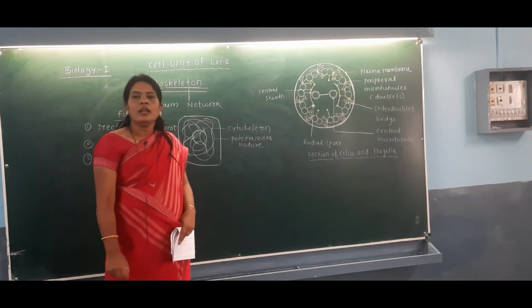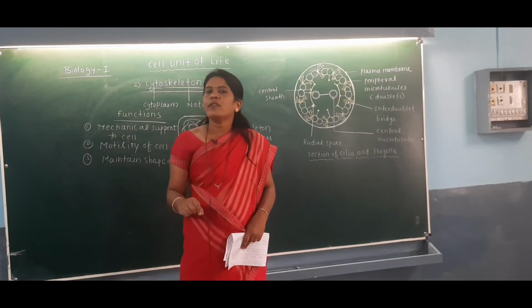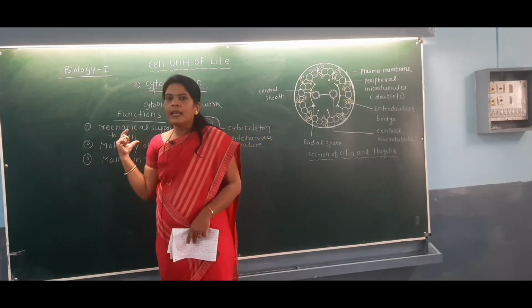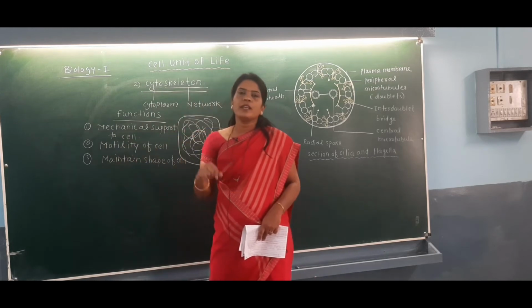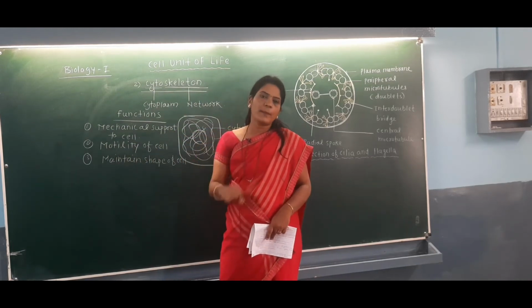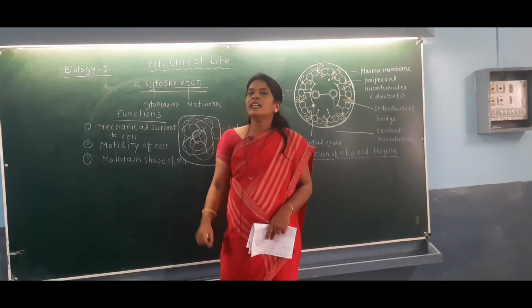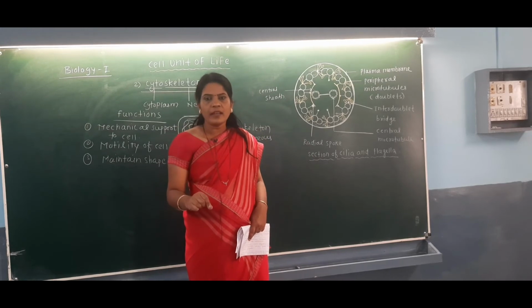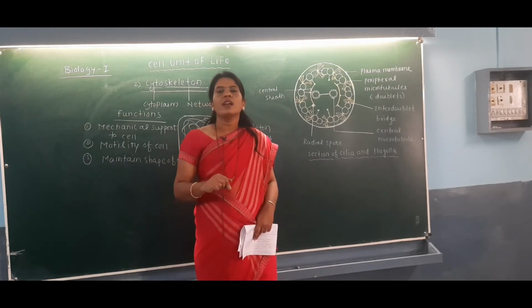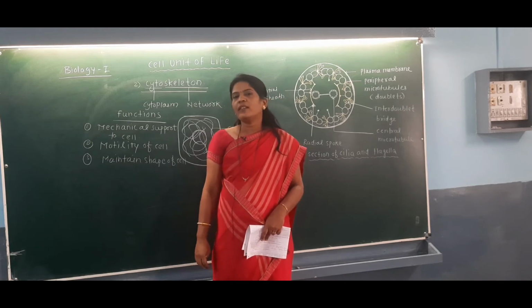So the cytoskeleton is important because it is responsible for the motility of the cell, it gives mechanical support to the cell, and it maintains the proper shape of the cell. The cytoskeleton is present in the form of a filamentous proteinaceous structure throughout the cytoplasm, and that's why it is called the cytoskeleton.